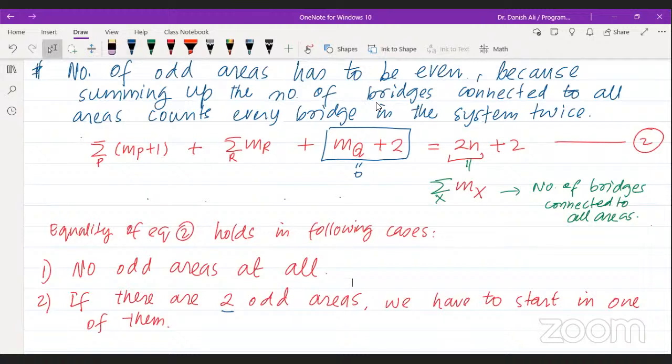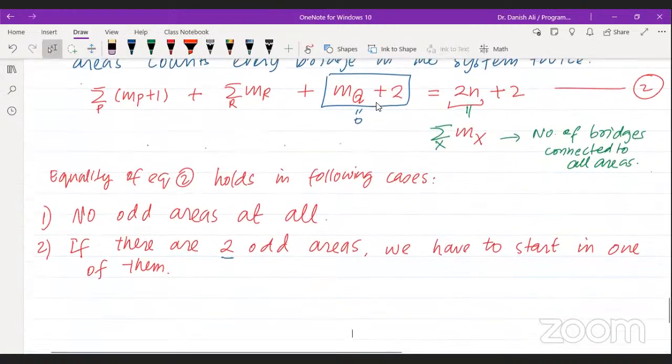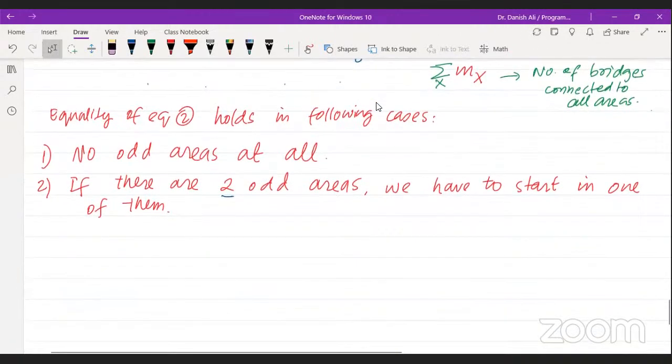So at max, how many odd areas must you have? At max, the system has 2 odd areas. It is not possible that you have 1 odd area, but you can have 2 odd areas.